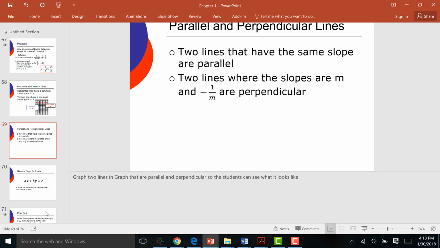So, let me say this. For perpendicular lines, if the slope of the first one is 2/3, what do you think the slope of the second line is going to be? You flip it upside down and change the sign. If the slope for line 1 is 2/3, the other one has to be negative, and you have to flip it upside down. So the inverse slope will be -3/2.